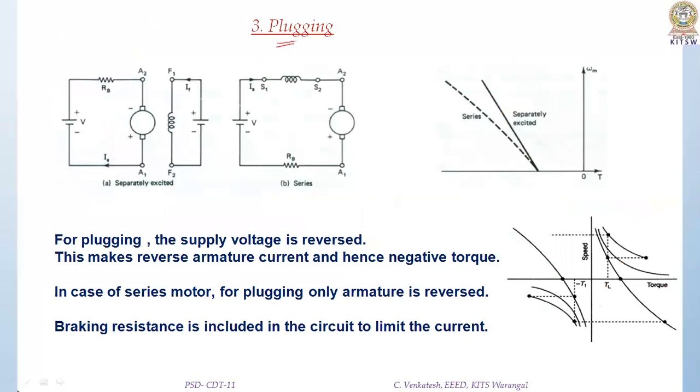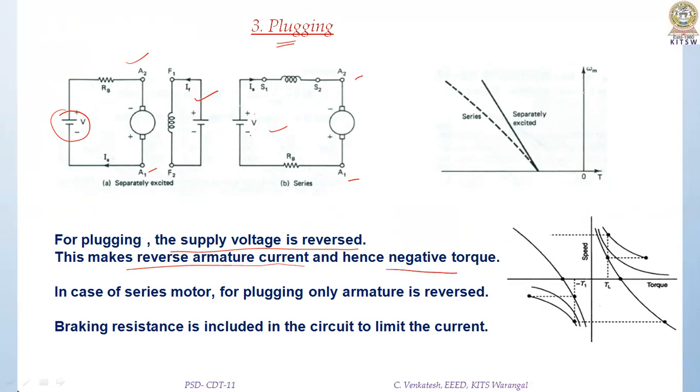Then the third method is the plugging. In case of plugging, what we do for plugging, the supply voltage is reversed. So for motoring operation, we are having voltage like this. Now, you see here we have reversed the supply voltage. Now this V plus terminal is connected to A2 and V minus terminal is connected to A1. So supply voltage is reversed and field current is maintained the same. This is for series motor, okay, where V plus minus is connected to A2 and A1. So for plugging, the supply voltage is reversed. This makes armature current to be reversed and hence negative torque is produced.